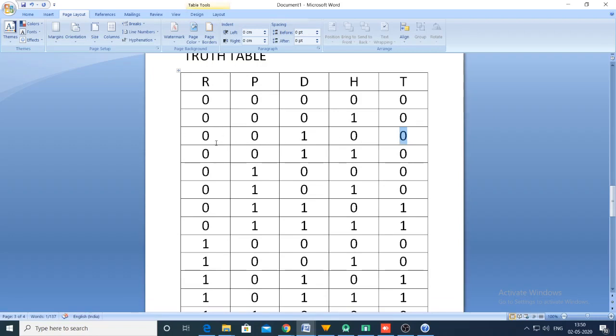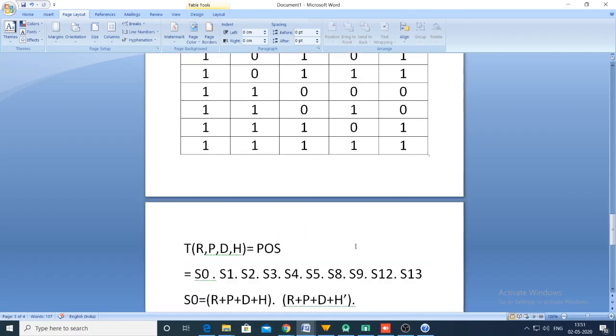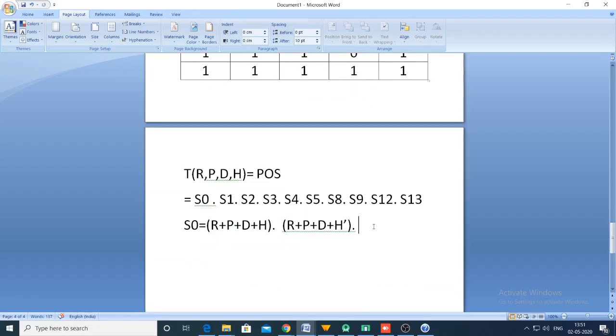Next one: 0 0 1 0. If I add all these 4 terms directly, I will not get 0, but by making little changes, I will. R I can add in present form, P I can add in present form, but D I should not add in present form. If I add it in present form, I will get output 1. So I have to add the inverted value of D. So R plus P plus D bar plus H.